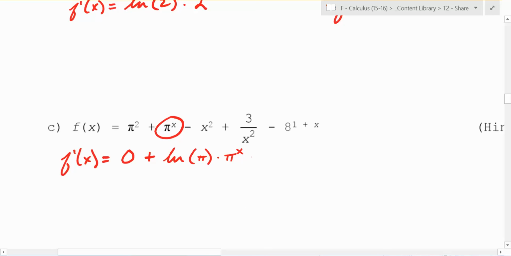Come on, you can tell me. What's the derivative of x squared? The derivative of x squared. What's the derivative of x squared? 2x. 2x. Congratulations.